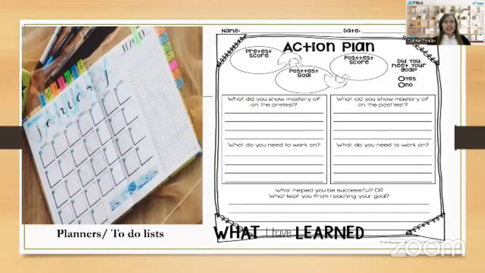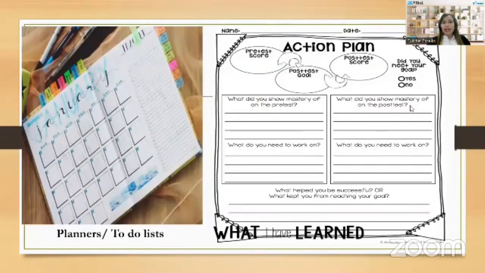The first one is just an example of a planner or a to do list, which our students could make use of. So, all we need to do is maybe show them a sample, tell them how it is to be done, and then remind them to make use of it as an organizational tool so that they can keep track of their activities and to do lists.